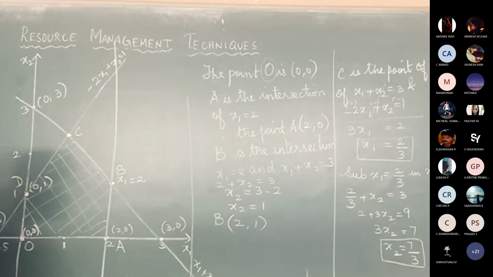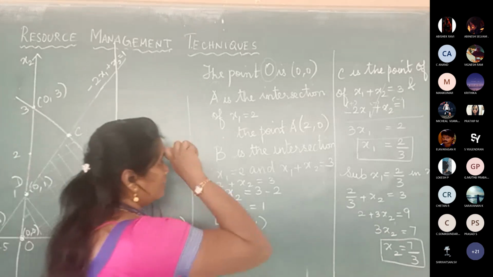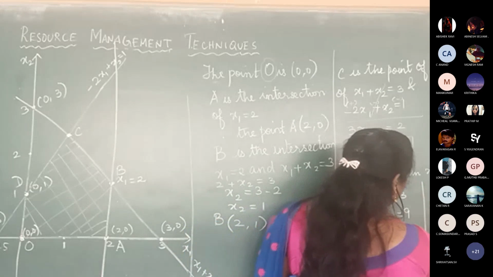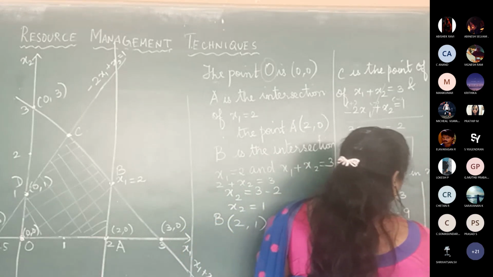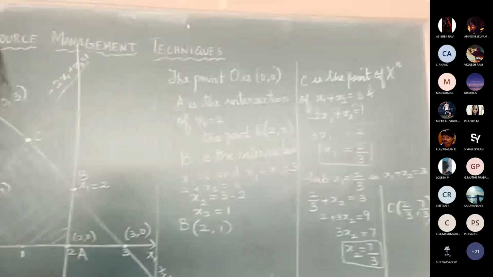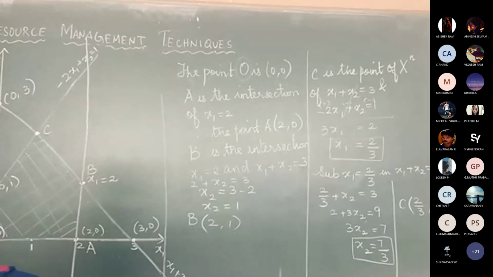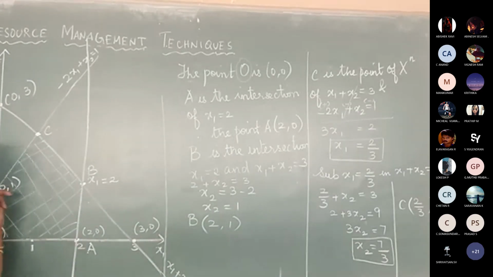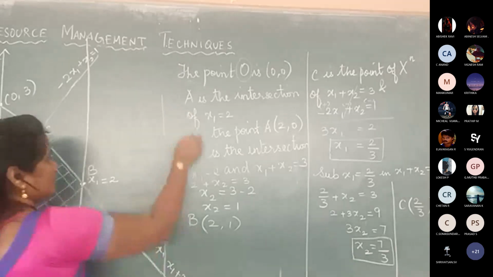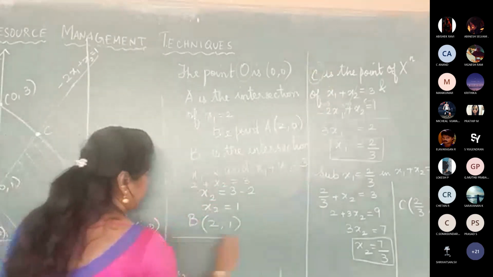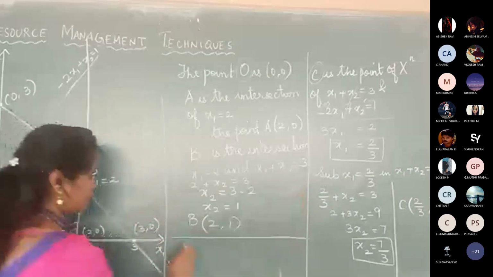So x2 is equal to 7 by 3. And your point here for your C will be C of 2 by 3, comma 7 by 3. Okay. And D, you know, it is the intersection point of 0, comma 1. We have found out for A, for B, for C. Similarly, find out for D also. After C, write the D also.